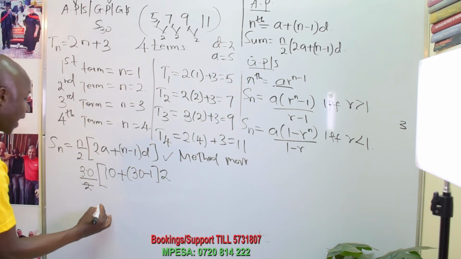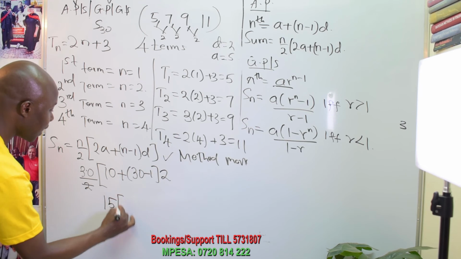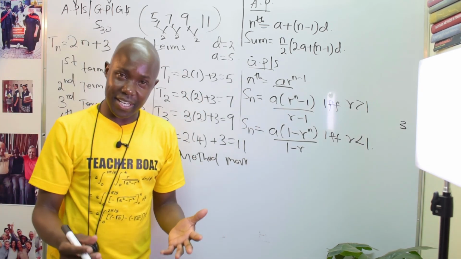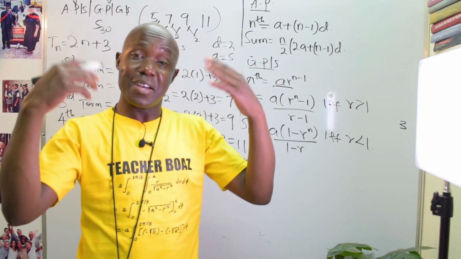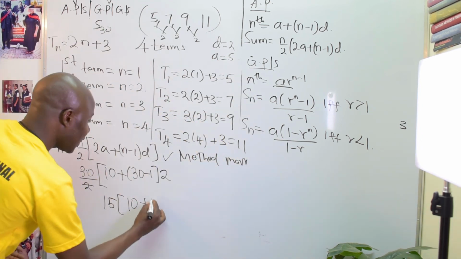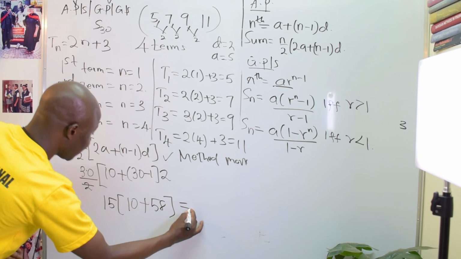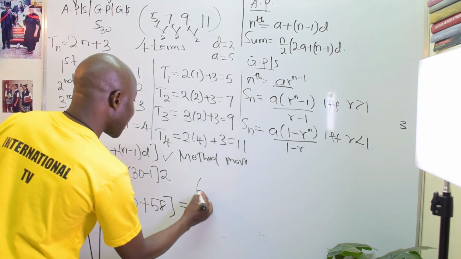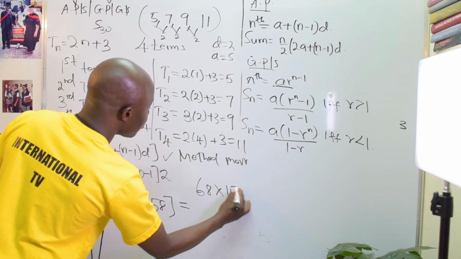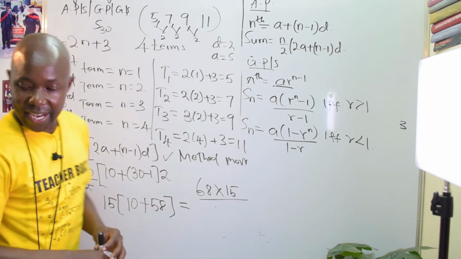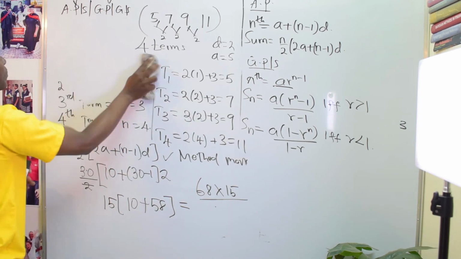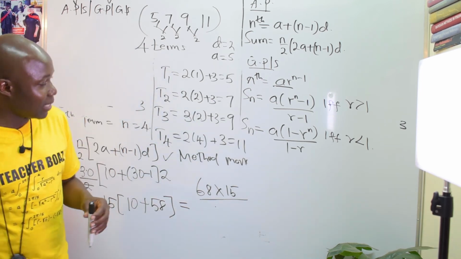So here we are going to get 15, 10 plus 30 minus 1, 29. 29 times 2 becomes 58. So we get it here to be 58. Then 10 plus 58, 68. Then you take your 68 times 15. What is 68 times 15? We can do that arithmetic with you. We can just multiply it together.